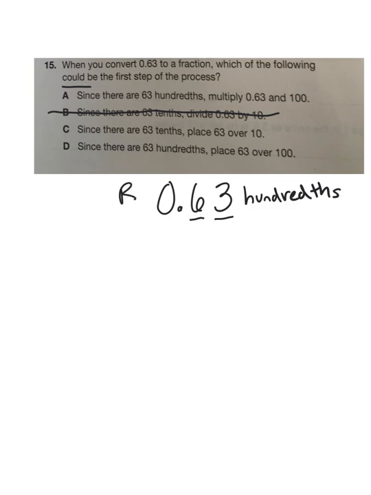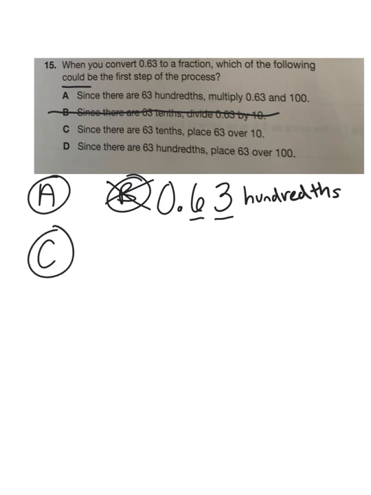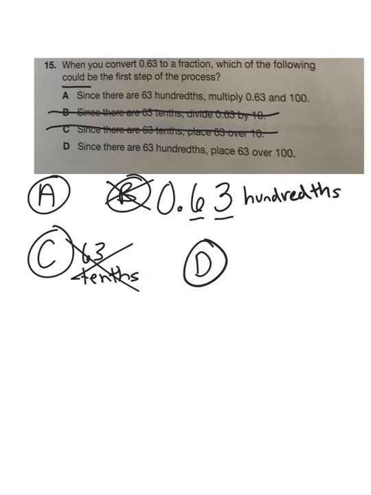Okay, so that was B. B is gone. A is still a possibility. I haven't eliminated that one yet. C, since there are 63 tenths, oh, there that is again. Nope, get rid of it. No such thing as 63 tenths. That's not accurate. No. Okay, D. Since there are 63 hundredths, place 63 over 100. That one makes more sense to me. 63 hundredths, place it over 100. Okay, that one is the correct answer.